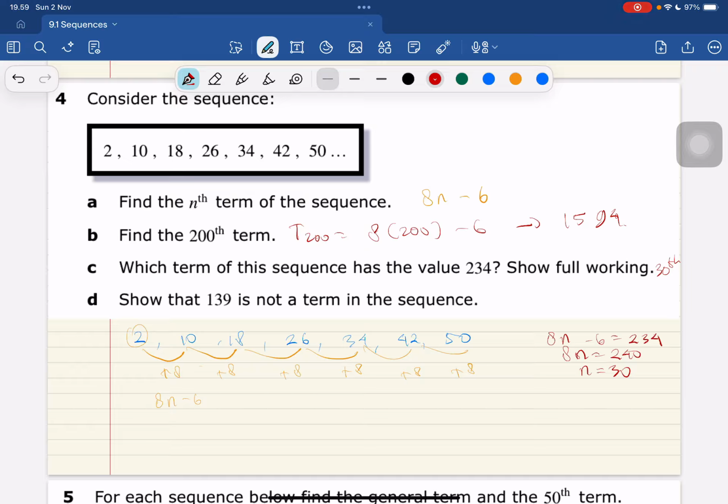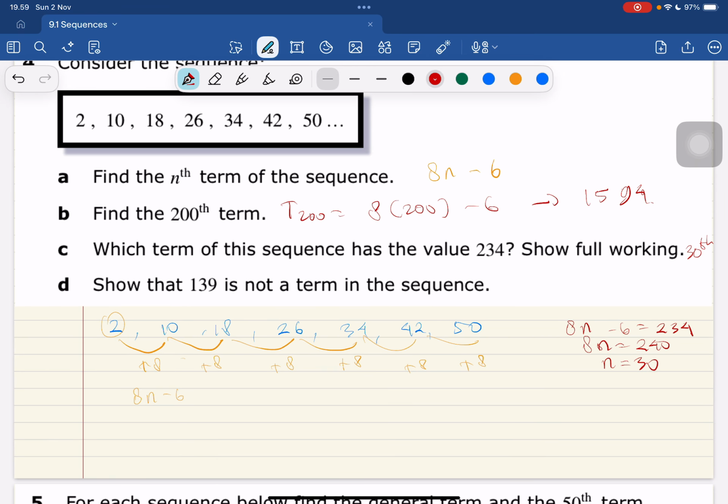Show that 139 is not a term in the sequence. So let's check it, 139. T18 will be 8 times 18 minus 6, which is 138. And after this, T19 is going to be 146. So 139 is not a term.